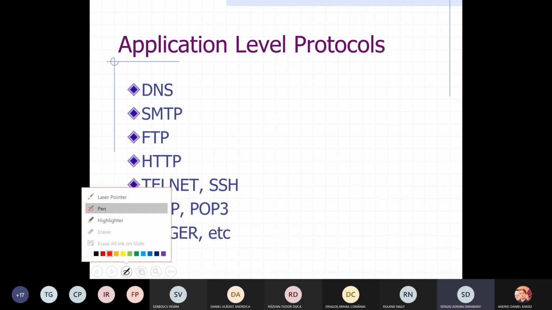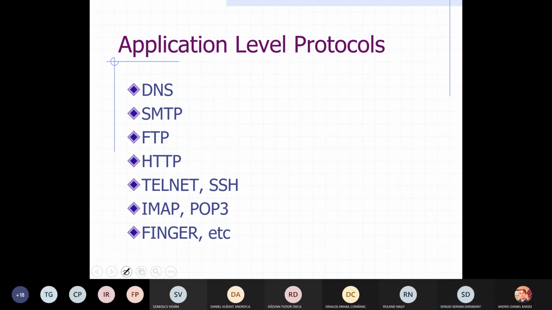So let's start with this. Application level protocols. These are applications which are still part of the TCP/IP suite of protocols, but they're not integrated into it. They are all acting at the application layer. And the most important one that we are going to discuss today is the DNS, or the domain name service.